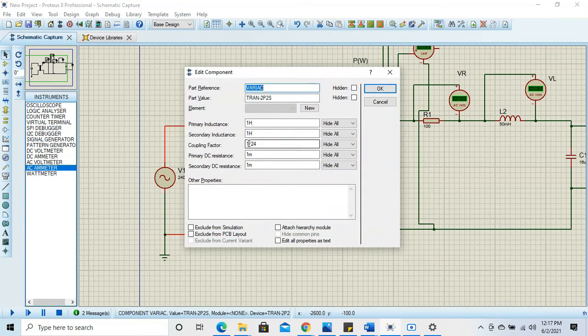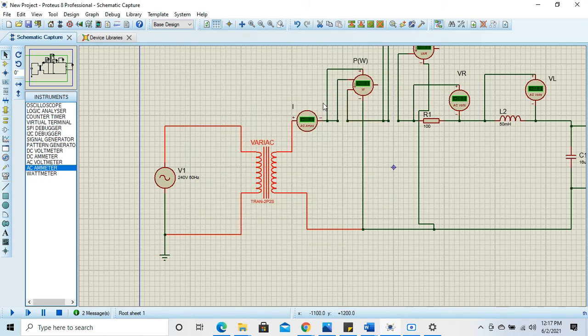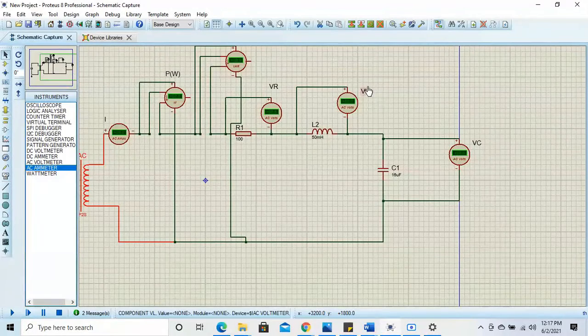For the transformer, the first is the secondary side, 24 is the primary side. And we have the power meter to represent watt and var, a voltmeter to represent the voltage on the resistance, a voltmeter to represent the inductor voltage, and VC, a voltmeter to represent the capacitor voltage.